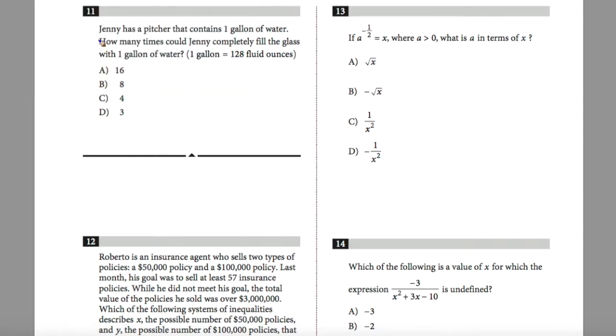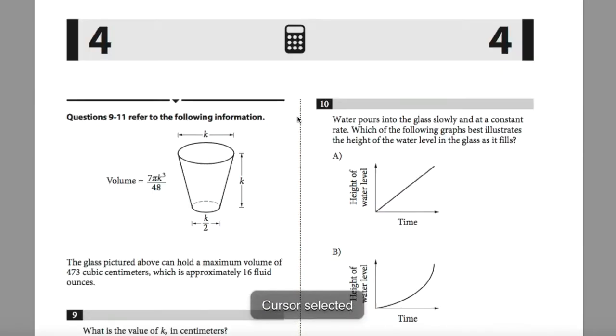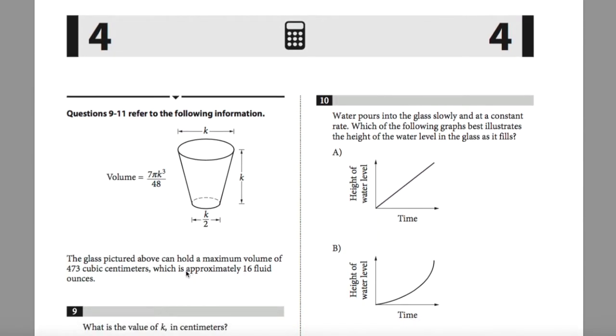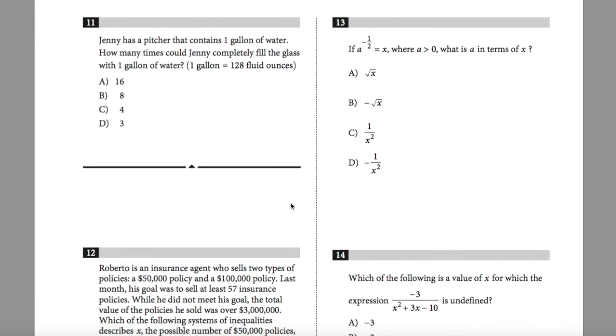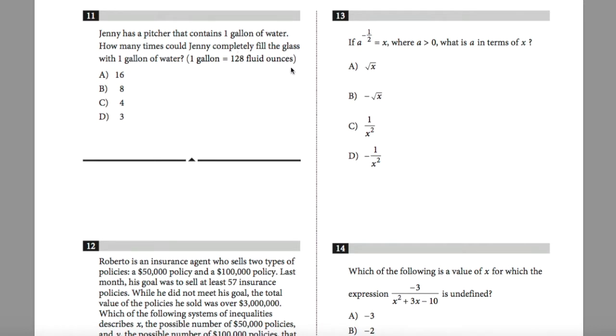Okay, question 11 is asking, Jenny has a pitcher that contains 1 gallon of water. How many times could Jenny completely fill the glass with 1 gallon of water? And this glass is referring to the previous diagram, where it says, which is approximately 16 fluid ounces. So this container has a volume of 473 cubic centimeters, but it is also approximately 16 fluid ounces. If I scroll back down, the question is asking, 1 gallon equals 128 fluid ounces, how many glasses can I fill within that container?